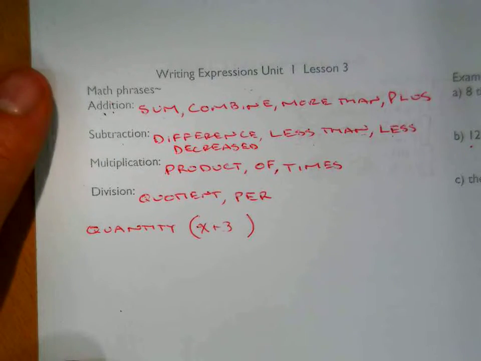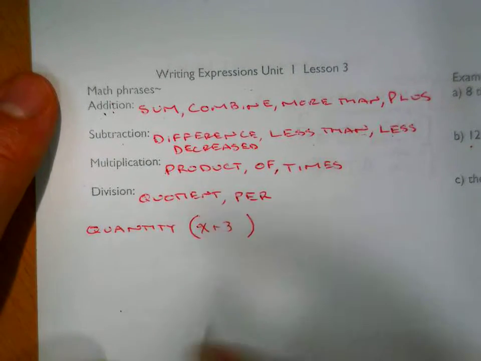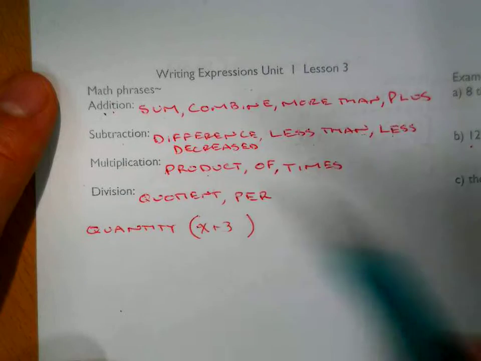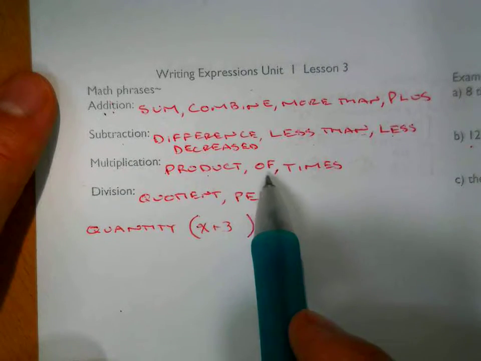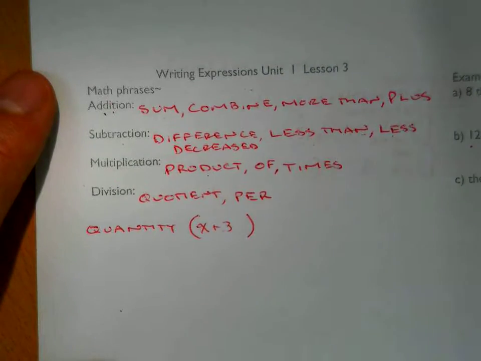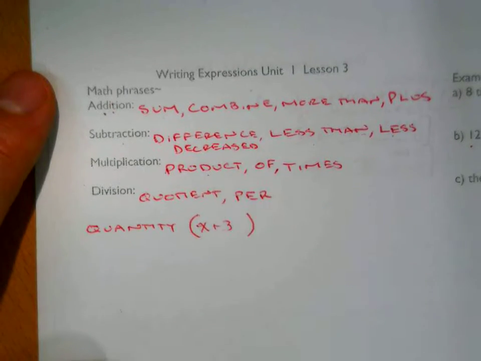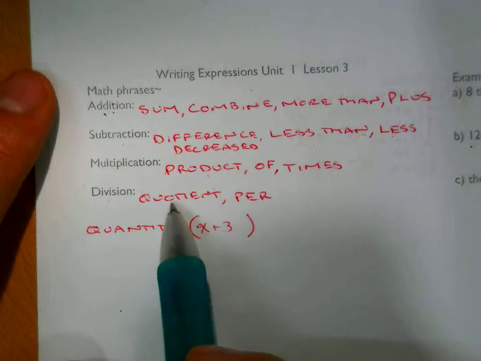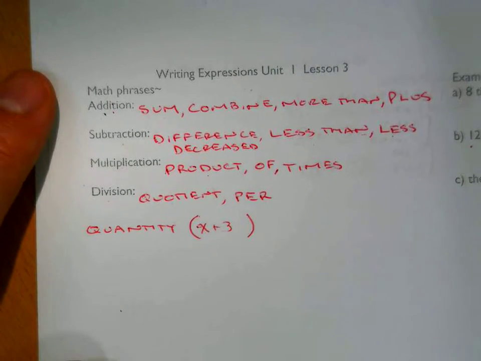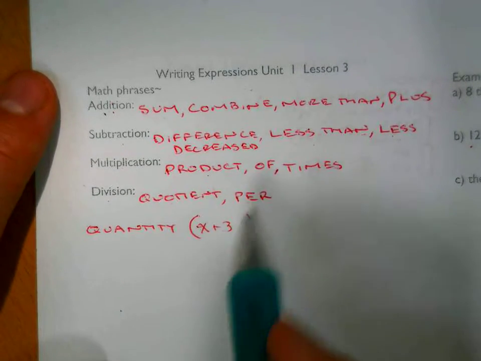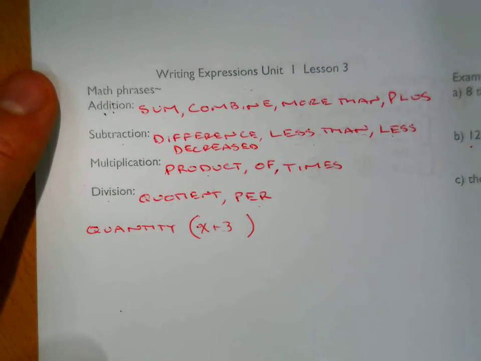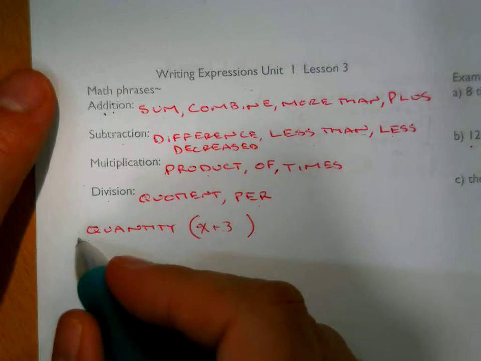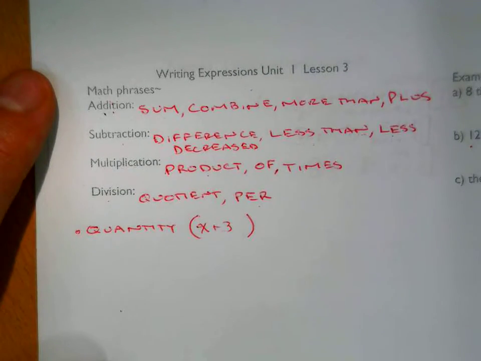or decreased by is another one. When it comes to multiplication, product is the result of multiplication. Of is kind of a weird word that also always implies multiplication. And times, of course. And when it comes to division, the result of division is quotient. So when you see quotient, you should be thinking of divide. And same with per. If it's liters per mile, well, that's liters divided by miles. One other word here that didn't make it on there is quantity.